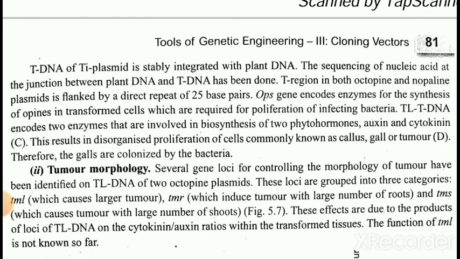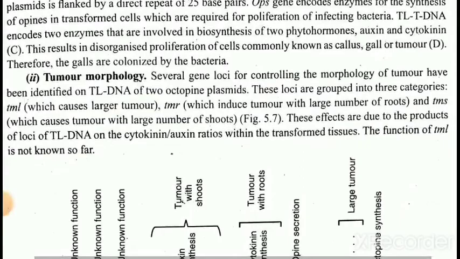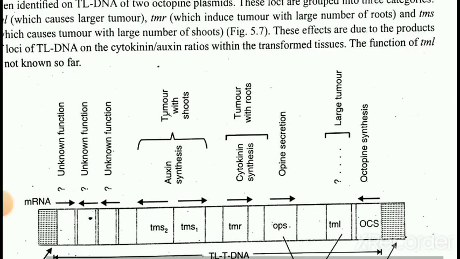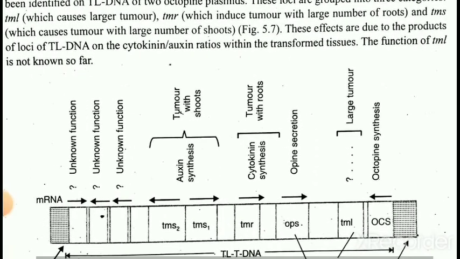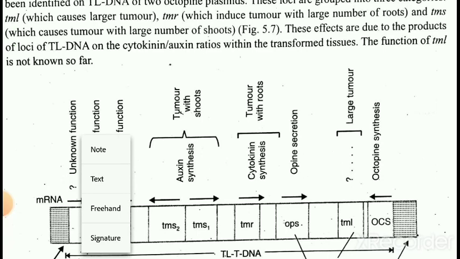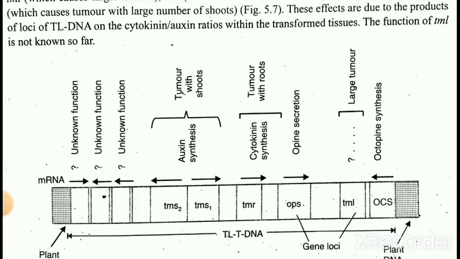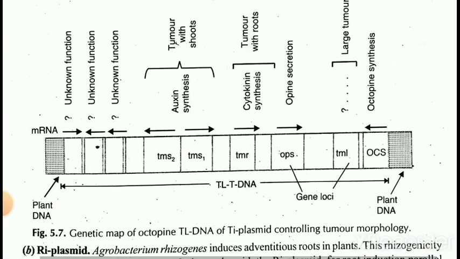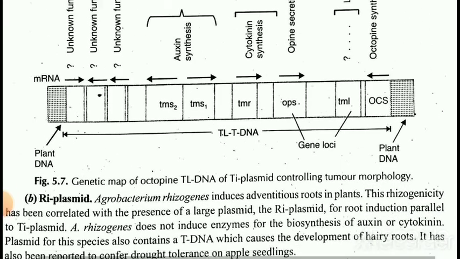2. Tumor morphology. Several gene loci for controlling the morphology of tumor have been identified on TL-DNA of octopine plasmids. These loci are grouped into three categories: TML, which causes larger tumor, TMR, which induces tumor with a large number of roots, and TMS, which causes tumor with a large number of shoots, Figure 5.7. These effects are due to the products of loci of TL-DNA on the cytokinin-auxin ratios within the transformed tissues. The function of TML is not known so far.